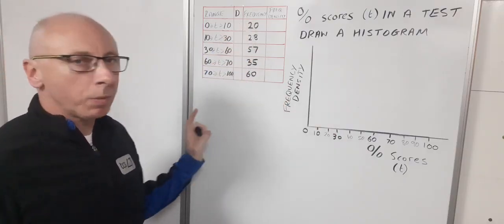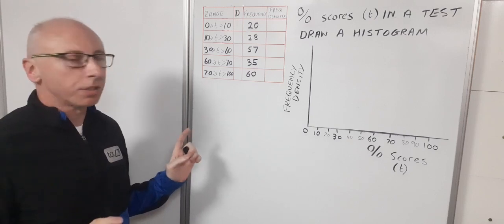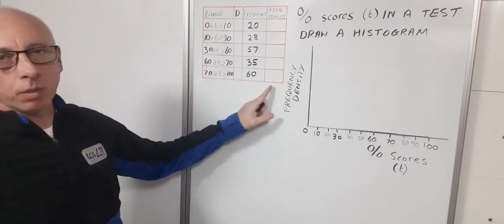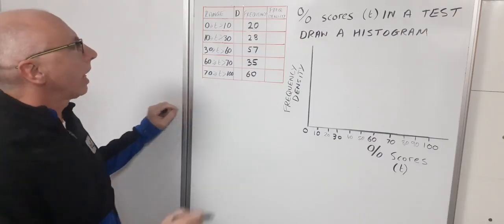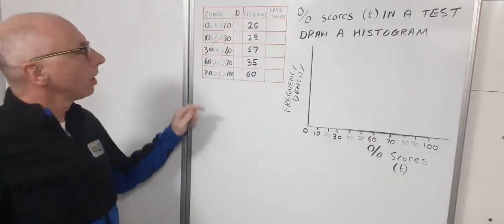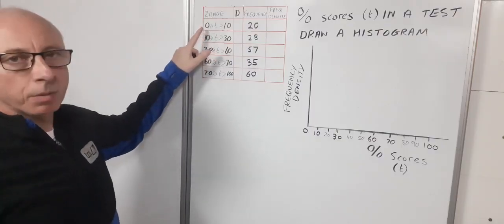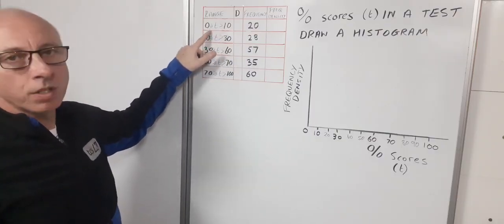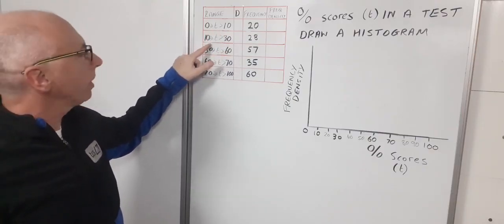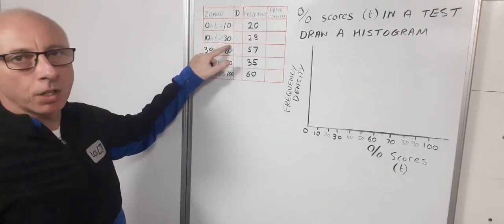So what we need to do first of all, before we go into it too much, is have a look at the table of values. Now we've got a range for the scores ranging from 0 to 100. You'll notice here it's 0 to 10, including 0 but not 10. Here we've got greater than or equal to 10 and up to 30, we're not including 30.